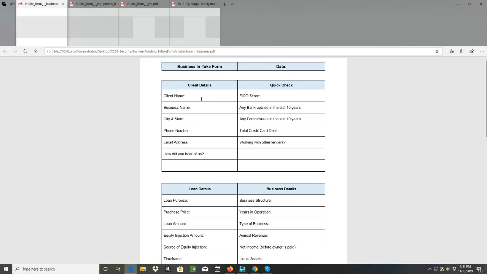If you were to call me up, I would need to ask you your name, eventually your FICO score, your business name, any bankruptcies in the last 10 years, city and state, any foreclosures in the past 10 years, phone number, and total credit card debt. I would ask you your email address, whether you're working with other lenders, and how you heard about us.